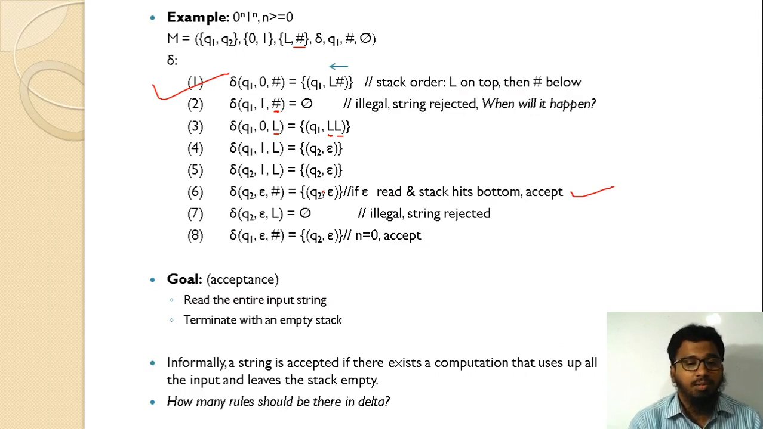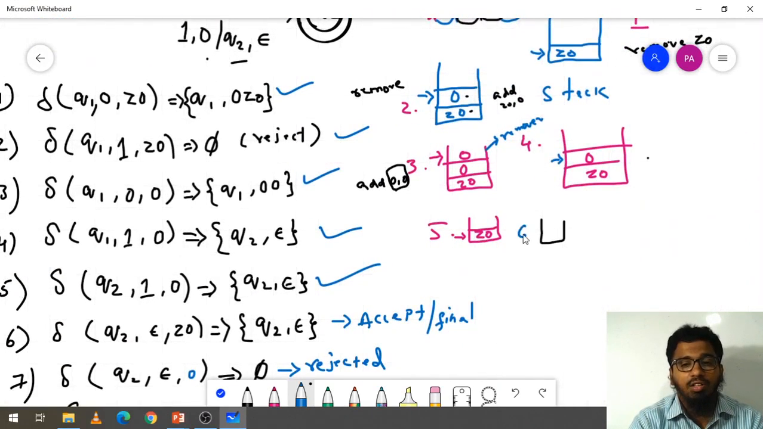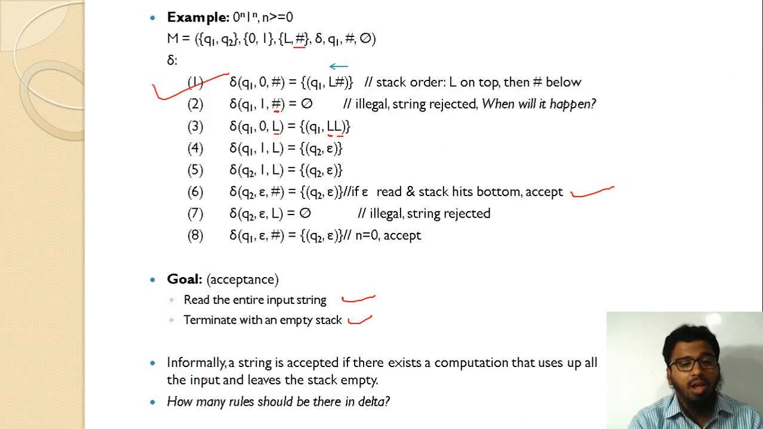Now we will do one thing. Goal, acceptance: read the entire input string, terminate with an empty stack. Means read all the string and empty the stack. Okay. And here informally we will take one example, one string, and we will see whether whatever we generated is correct or wrong. Informally, a string is accepted if there exists a computation that uses up all the input and leaves the stack empty. How many rules should be there in delta?